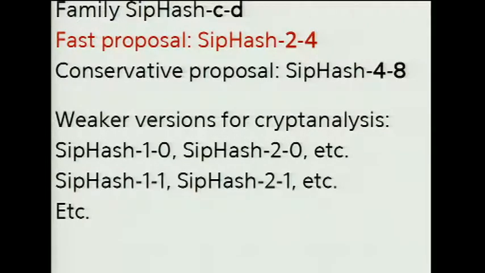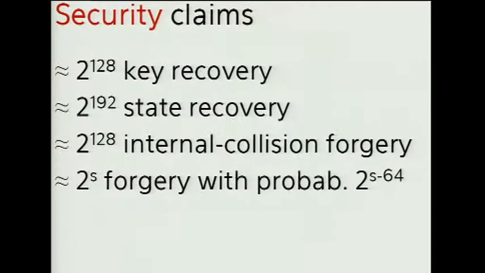We also have a conservative proposal, SipHash 4-8, which is obviously twice slower than SipHash 2-4. Cryptanalysts may want to break SipHash 1-0, SipHash 2-0, SipHash 1-1, 2-1, and so on. We don't make claims of security for those weaker variants. There may be some distinguishing attack, or I don't know. But we recommend at least SipHash 2-4. Our security claim is approximately 120 bits of security to find the key.